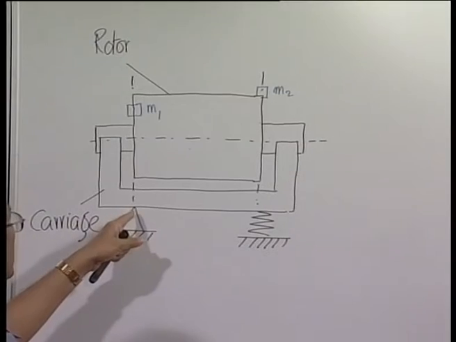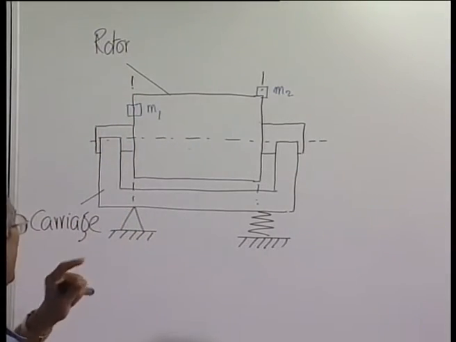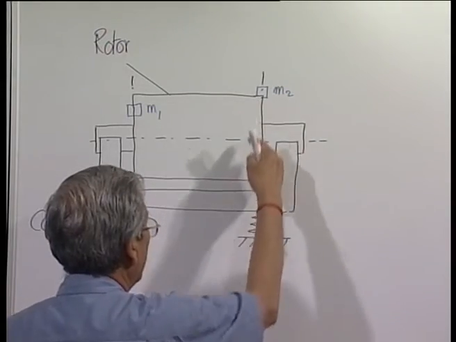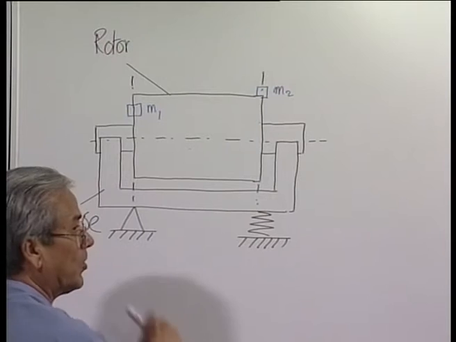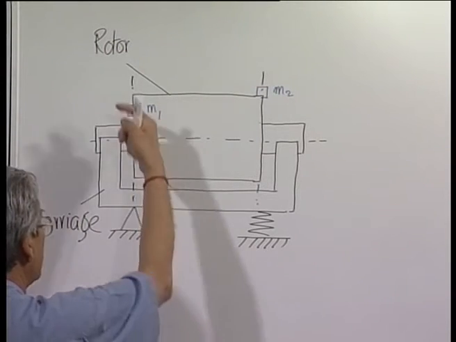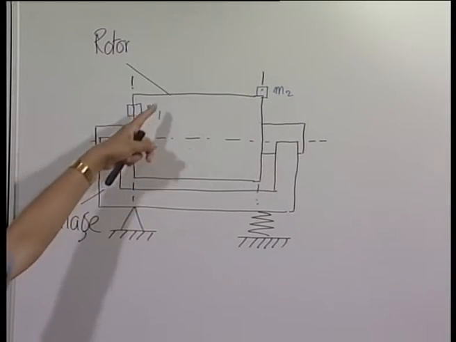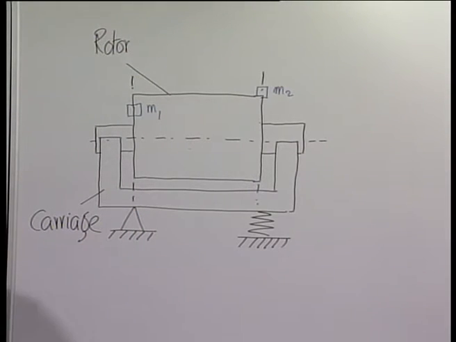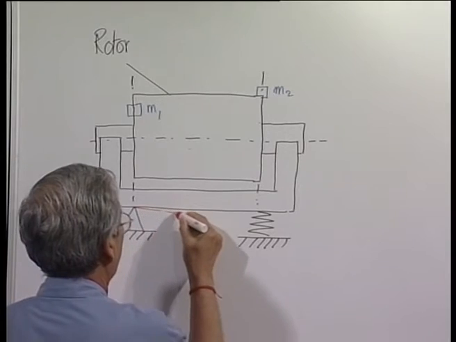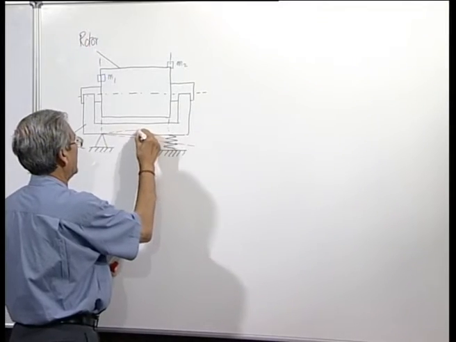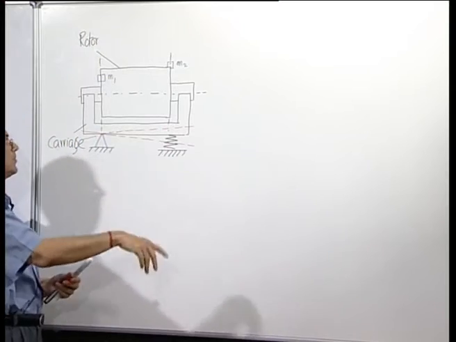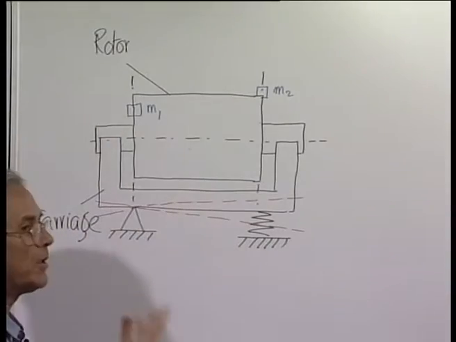Now, if we put the pivot on plane 1 or just under plane 1 and support the carriage by a spring at the other end, then the effect of the unbalanced force produced by m1 will be nullified because this point is hinged. So, the rocking motion which will be generated, the carriage will rock like this. You can imagine it will just rock like this with this as the pivot. Now, the effect of this unbalance will be completely gone.